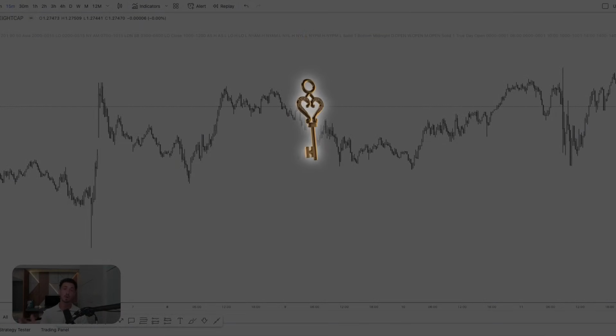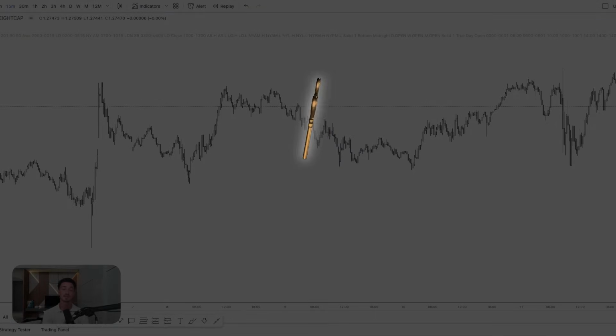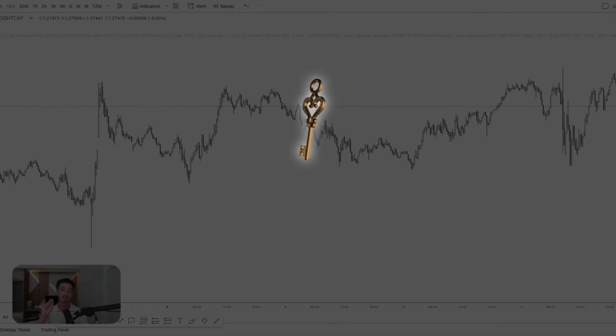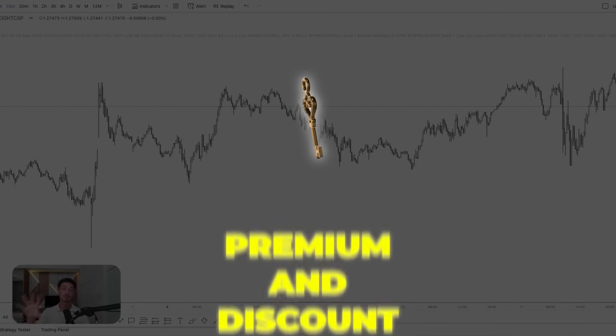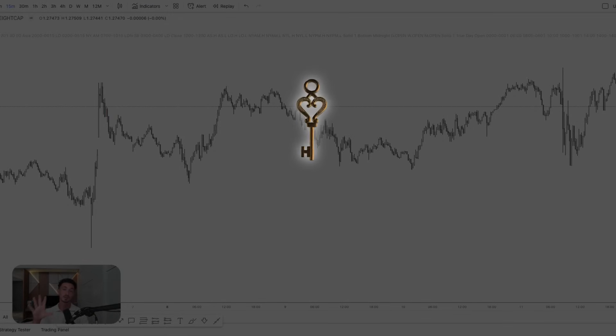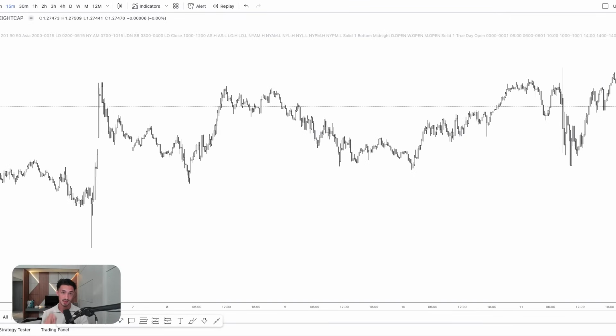Golden key number 1 is going to be understanding your foundation, basic market structure. Golden key number 2 is going to be practical market structure. Golden key number 3 is our golden rule. Golden key number 4 is premium and discount, and also OTE. And golden key number 5 is going to be fractal market structure, the most valuable asset. And of course, as a bonus feature, a full in-depth strategy that you can apply off the back of this video. Without further ado, let's go ahead and get into the video.